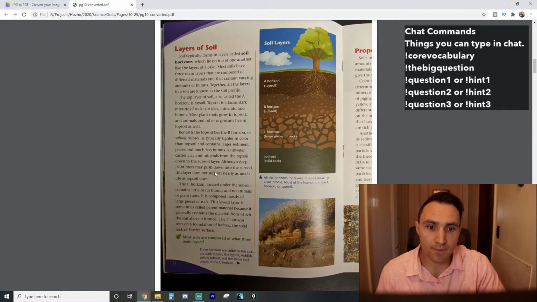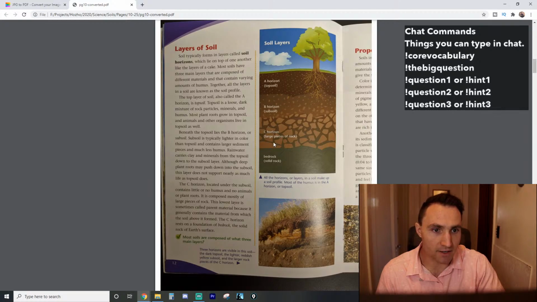Rainwater carries clay and minerals from the topsoil down to the subsoil. Although deep plant roots may push down into the subsoil, this layer does not contain nearly as much life as topsoil does. All right, the C horizon, located under the subsoil.